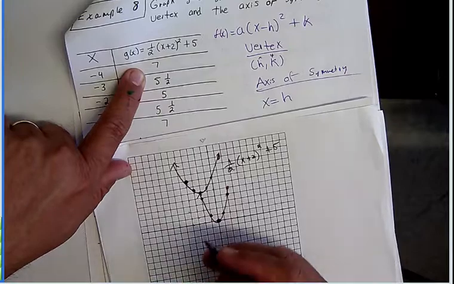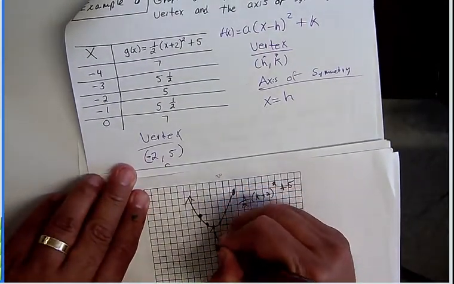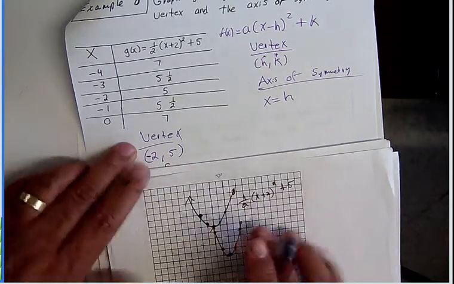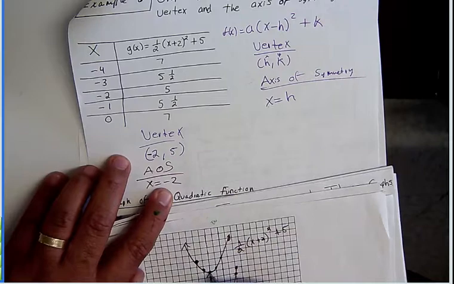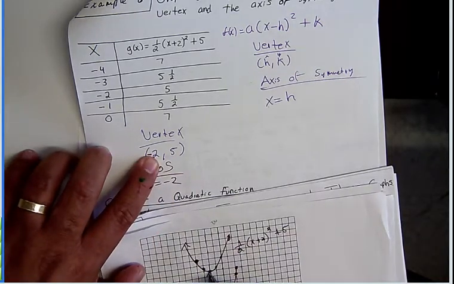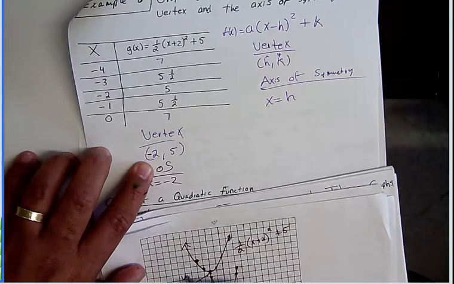That's all you need to know for this. The axis of symmetry would be the line that cuts it in half. And I already put it here. It's x equals -2. And that would be the vertex, these dots. -2, 5. This is the vertex.